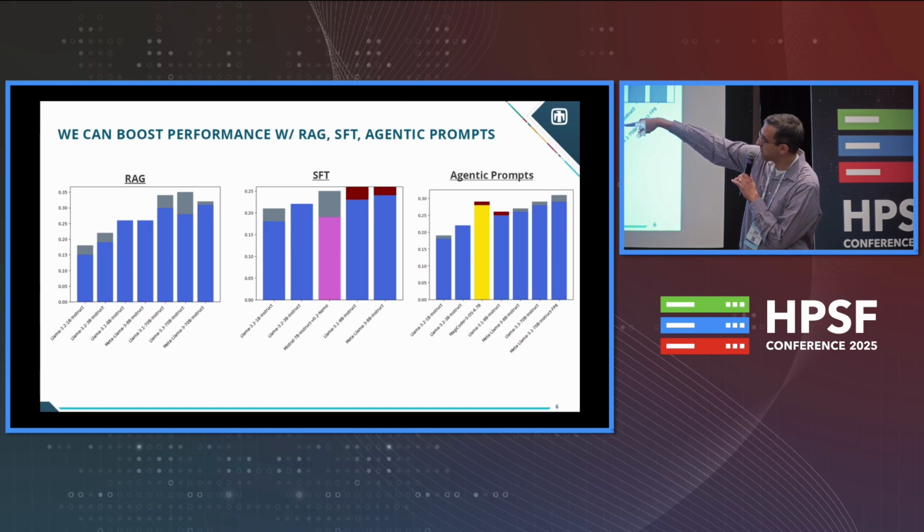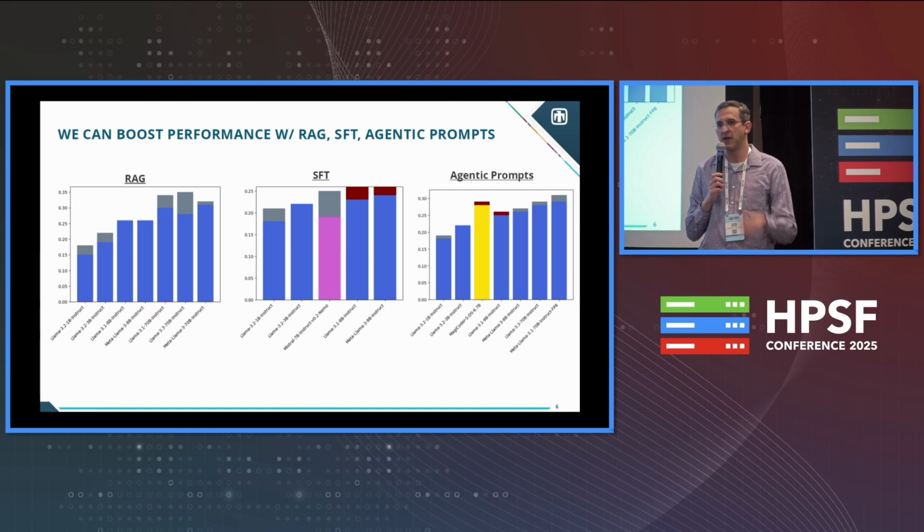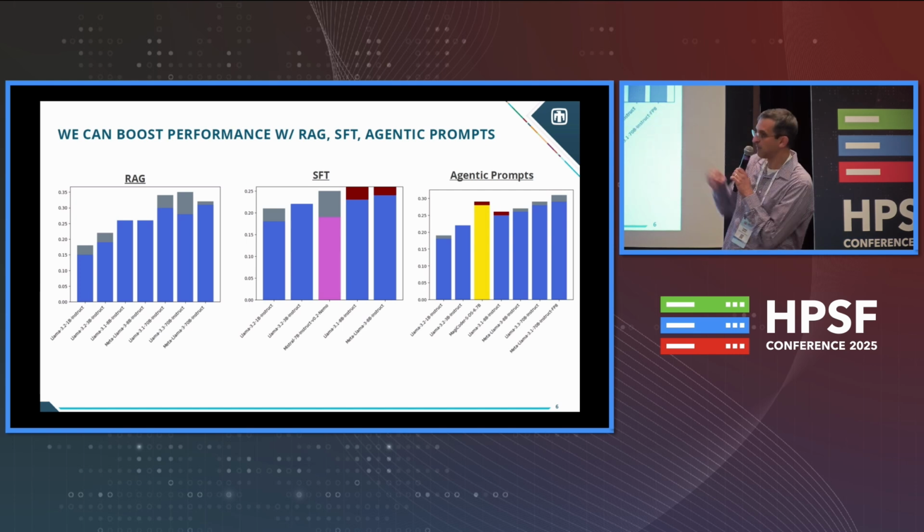You actually see the names on the bottom, and then you get the bar that you would have seen on the previous plot, except for this gray bit at the top. And the gray bit is the boost you get from using RAG. So for some models, it doesn't help. But if you look at the Llama 70B, that boosts it up to a 0.35.